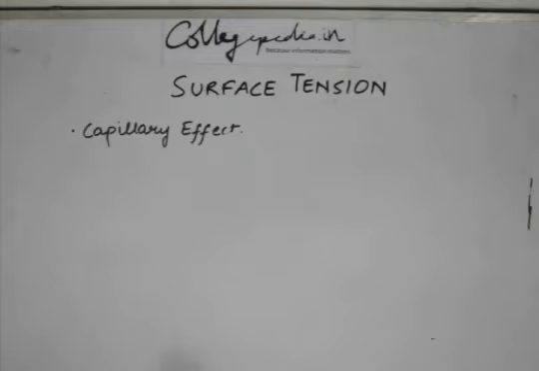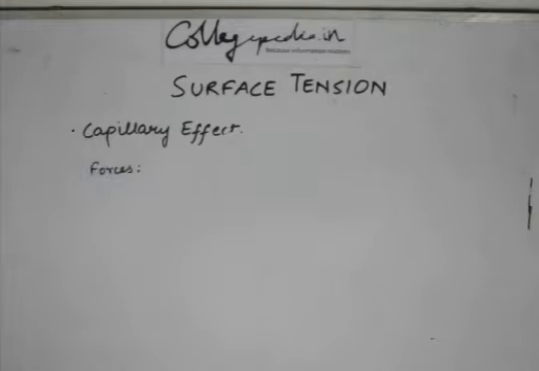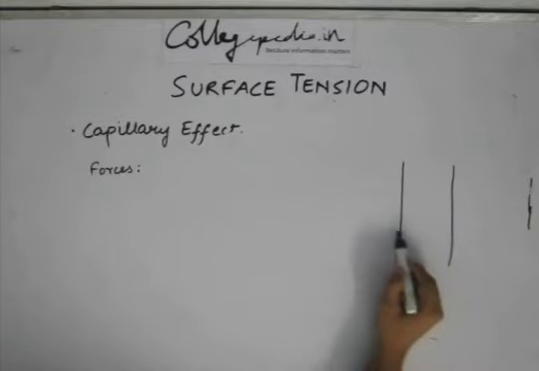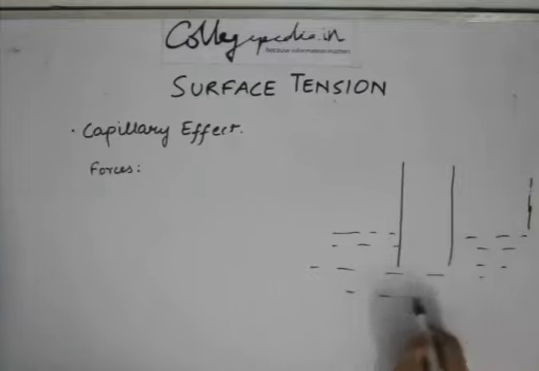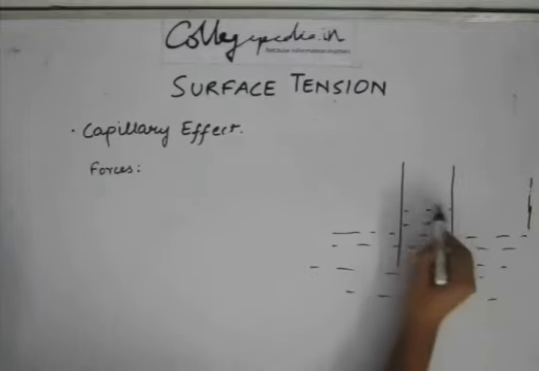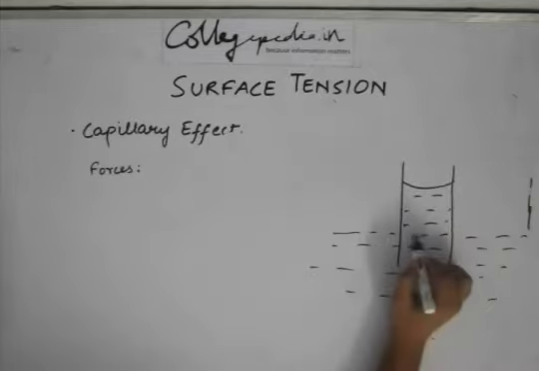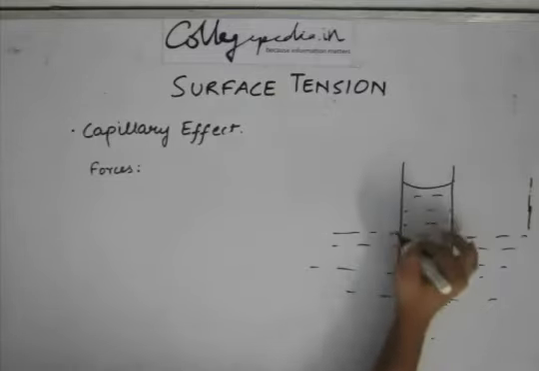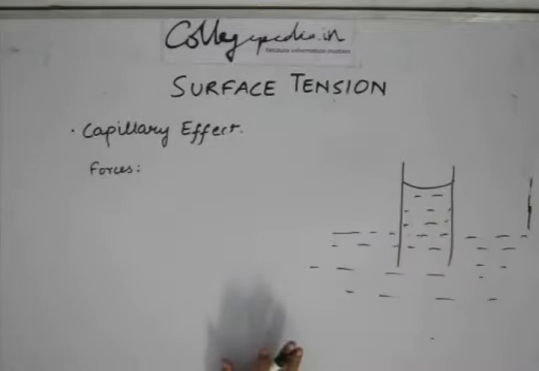The next method we consider is the method of forces. In forces, what we do is, let's say we have the capillary tube like this. This is the liquid filled up. And this is the meniscus. Here what we do is consider the weight of this liquid column being balanced off by the surface tension force.